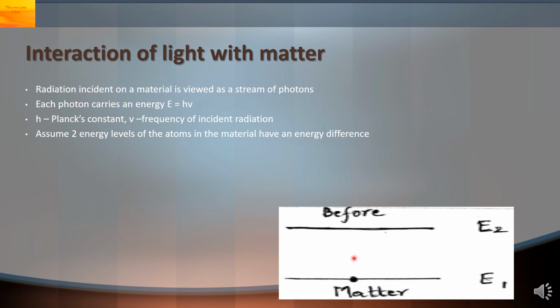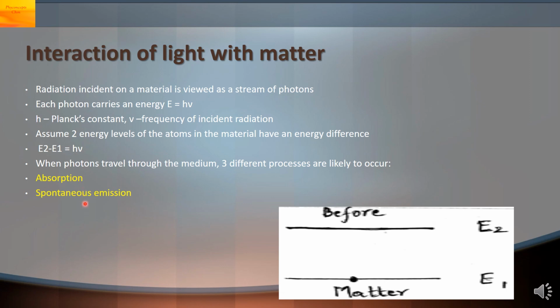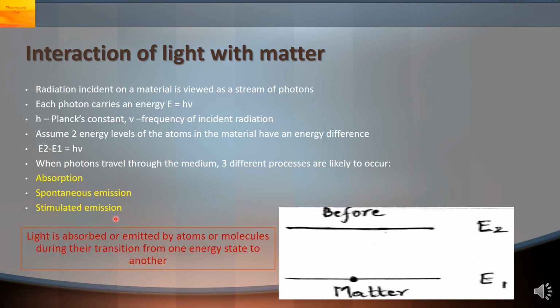Now, in the diagram, we can see there are two energy levels of the atoms, one corresponding to E1 and the other corresponding to E2. The difference between the two energy levels, E2 minus E1, will be equal to h nu. Suppose we incident photons onto the material. When they travel through the medium, three different processes can occur: one is absorption, second is spontaneous emission, and third is stimulated emission. In any of these cases, light may be absorbed or emitted by the atoms during the transition from one energy state to another. So atoms can go from a lower state to a higher state by absorbing or emitting photons.